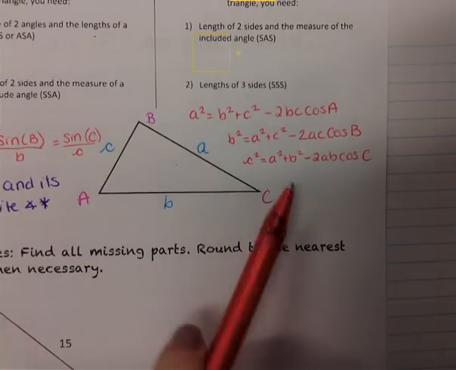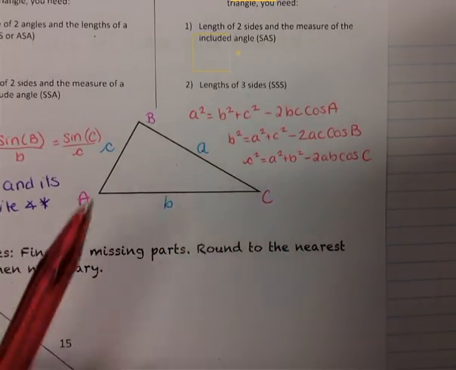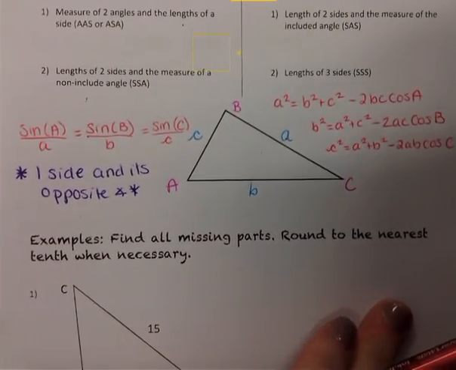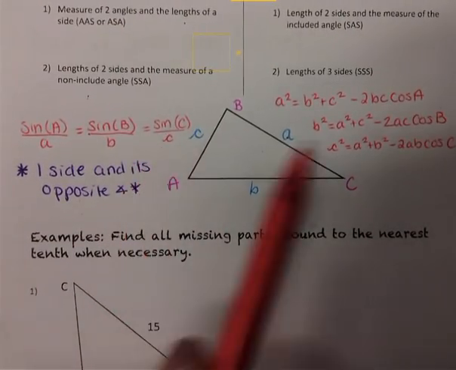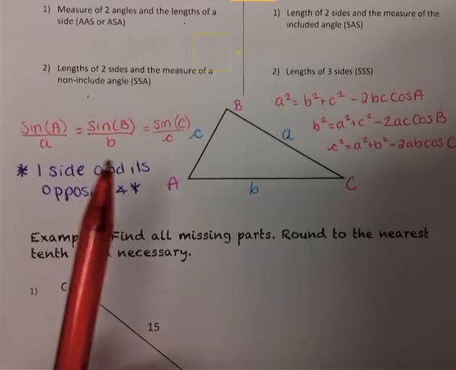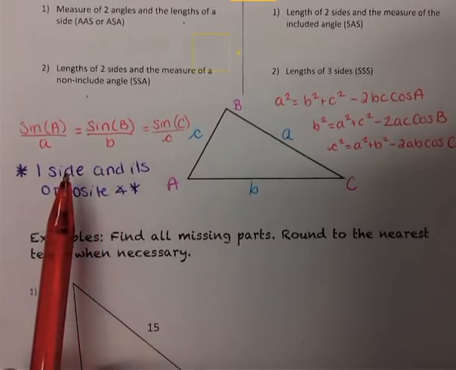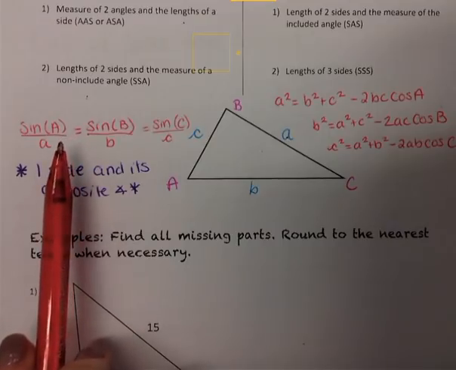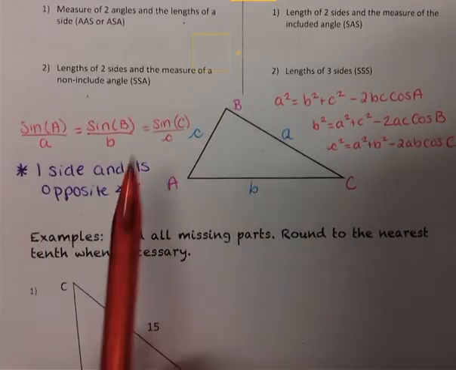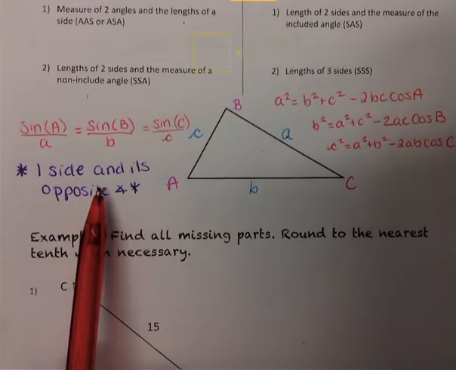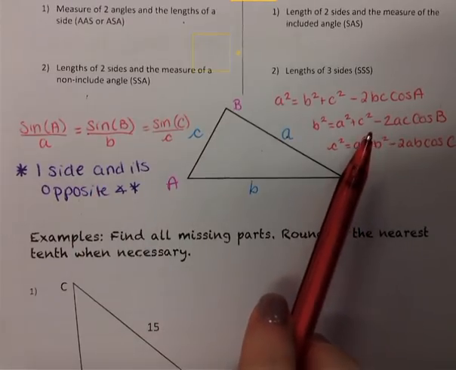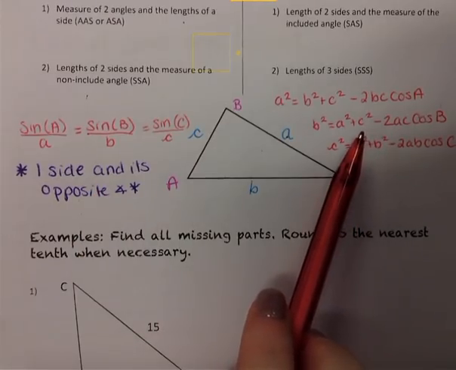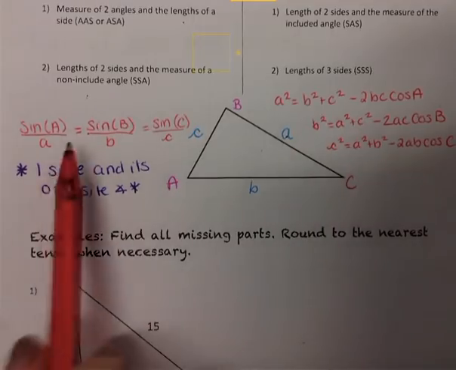So we're going to do some examples on using law of sines and law of cosines. You just have to determine when you use law of sines and when you use law of cosines. Again, to determine that, if you have a side and its opposite angle, you can go into law of sines. If you don't have the side and its opposite angle, then you have to do law of cosines, so you can find the angle, and then you can do law of sines.